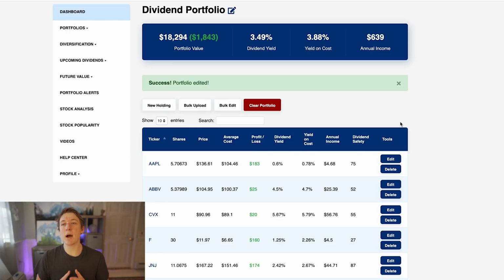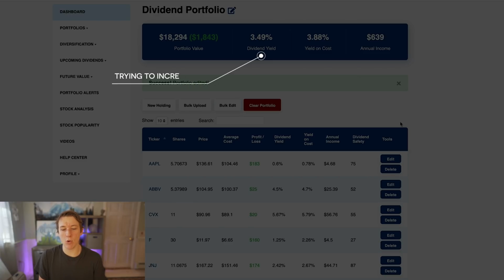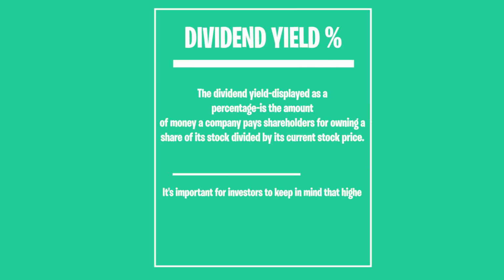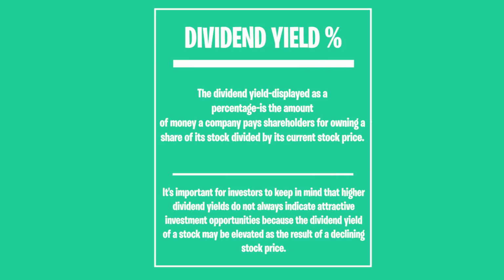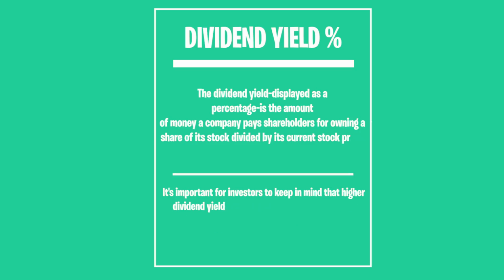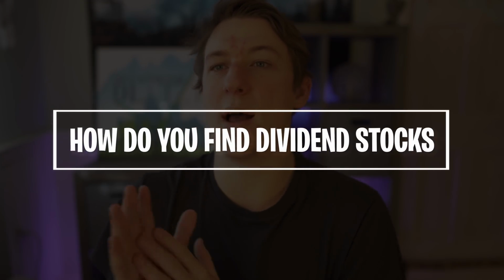Now, if you guys were curious about my portfolio in particular, right now I'm trying to increase the dividend yield I am receiving. So overall, I'm getting a 3.49% dividend yield. If you guys were confused as to what the dividend yield percentage represents, it's a financial ratio that takes the dividend divided by the stock price in order to identify how much dividends are being paid out relative to the stock price.